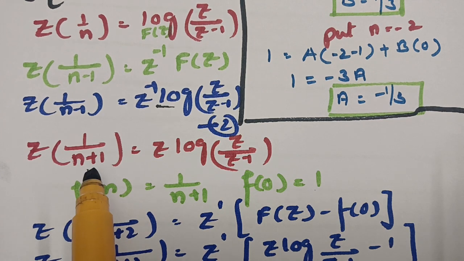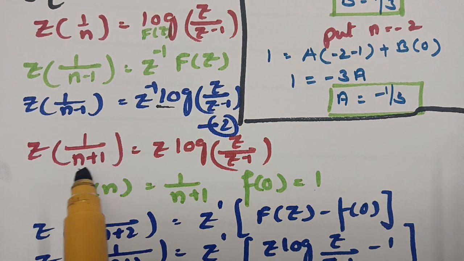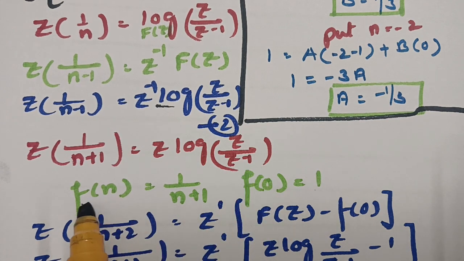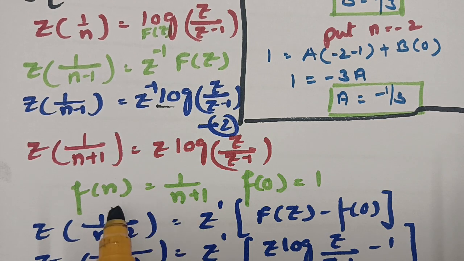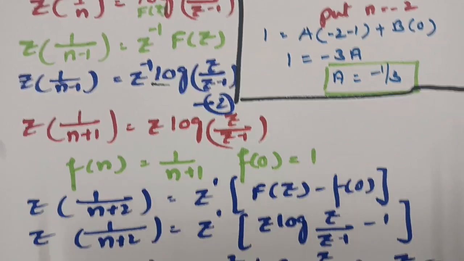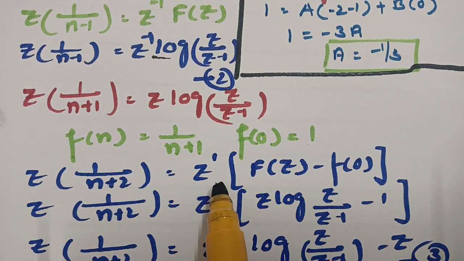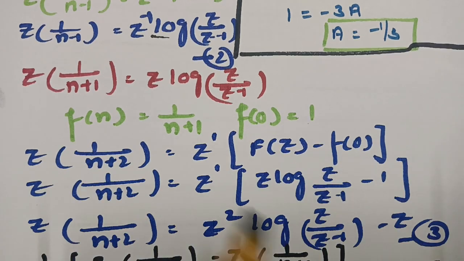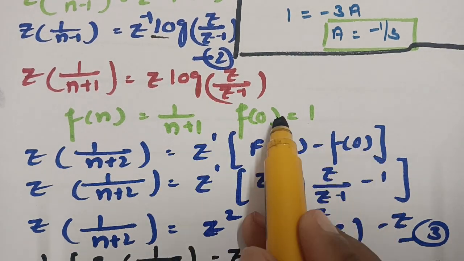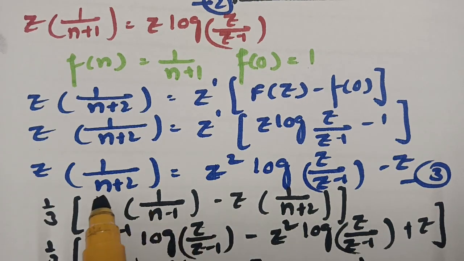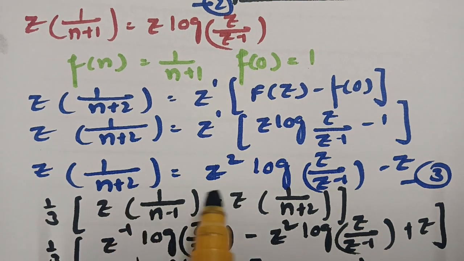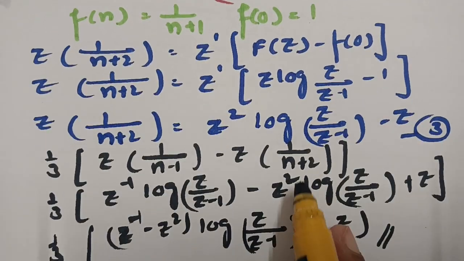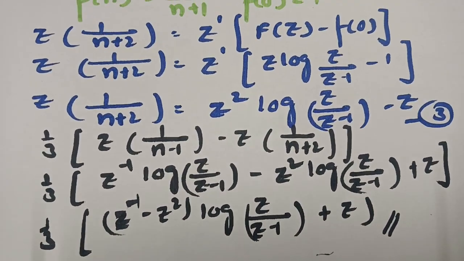For that, according to the standard function, the z transform of 1 by n plus 1 is equal to z into log of z by z minus 1. Here I have to take f of n as 1 by n plus 1, and if I keep n equal to 0, this value is 1. So according to our shifting theorem towards the left side by 1 unit, that is z power 1 into f of z minus f of 0. If I substitute f of z as this value and f of 0 as this value, this is the z transform of 1 by n plus 2, and now we got both the values, the z transform of n minus 1 and the z transform of n plus 2. After substitution, this will be the final result.